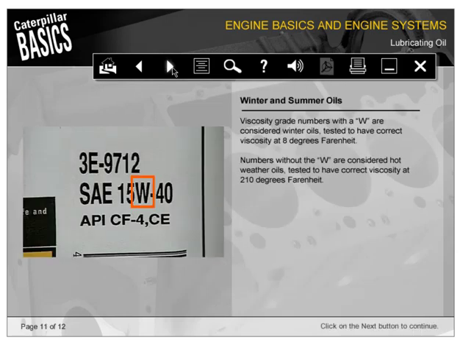Winter and summer oils. Viscosity grade numbers with a W are considered winter oils, tested to have correct viscosity at 8 degrees Fahrenheit. Numbers without the W are considered hot weather oils, tested to have correct viscosity at 210 degrees Fahrenheit.